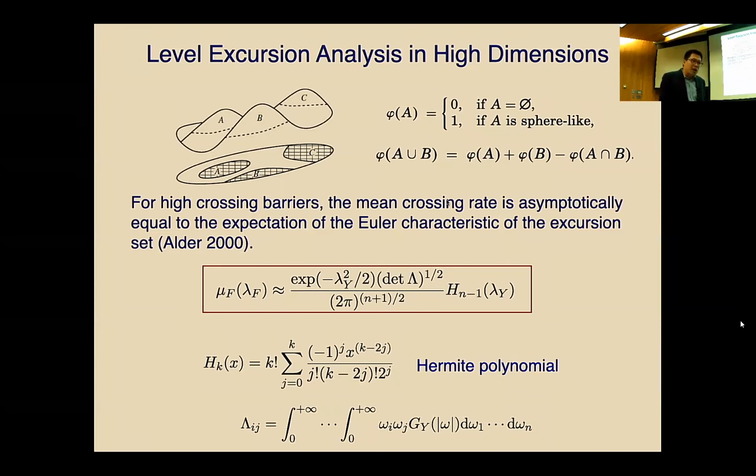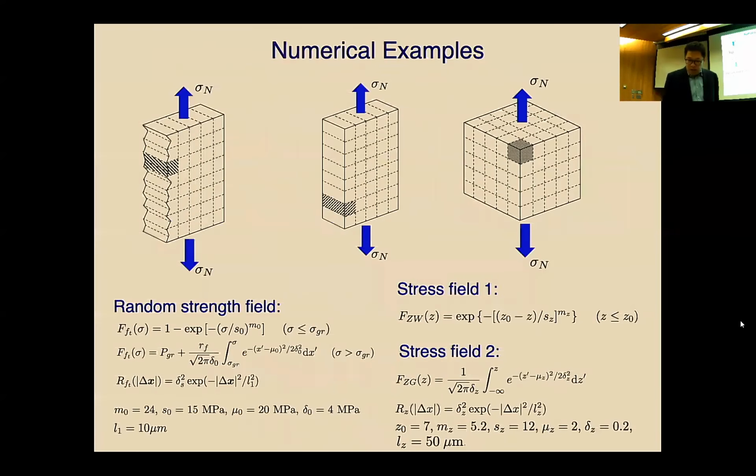Because in high dimension, we have to go back to differential geometry. And because each protruding part is spherical-like, you can show that the mean crossing rate is equal to the expectation of the Euler characteristic, which is nothing but an invariant of the geometry, of differential topology. I will not go through the math here, but if you know the statistics of the random field, you can compute the mean crossing rate by this equation, where n is the number of dimensions in the analysis. All right, so now we want to put these things together.